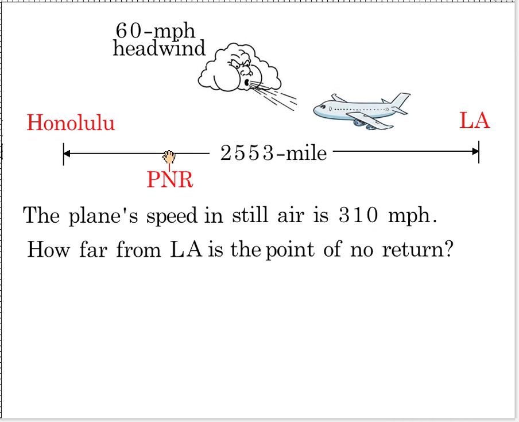And since going forward to Honolulu is into a headwind, for a given amount of time I'm not going to go as far because I'm fighting that headwind. For the same amount of time, I'm going to go farther to get back to Los Angeles because I'm being boosted by that tailwind. And so that's why I put the point of no return closer to Honolulu.